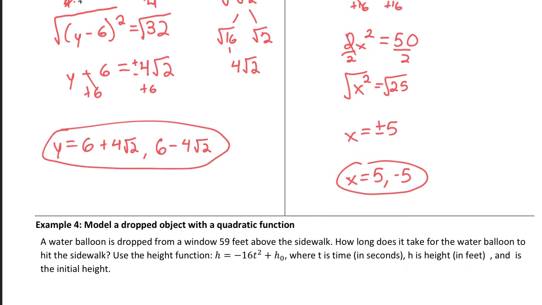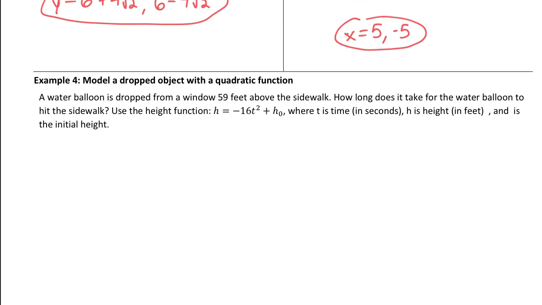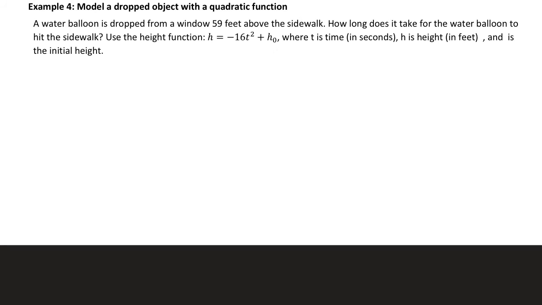So I know this video is getting a little long, but this is the last example I want to cover. We're modeling a dropped object with a quadratic function. So it says a water balloon is dropped from a window 59 feet above the sidewalk. How long does it take for the water balloon to hit the sidewalk, so hit the ground?